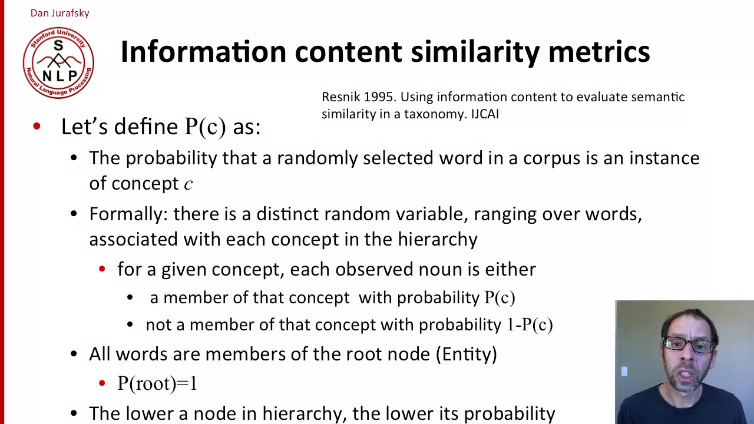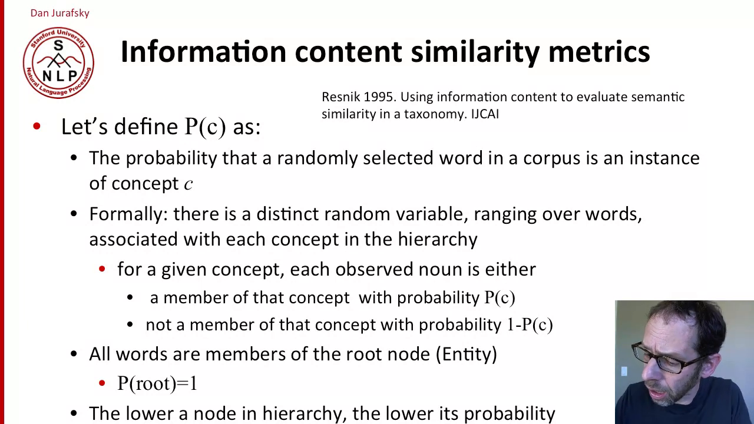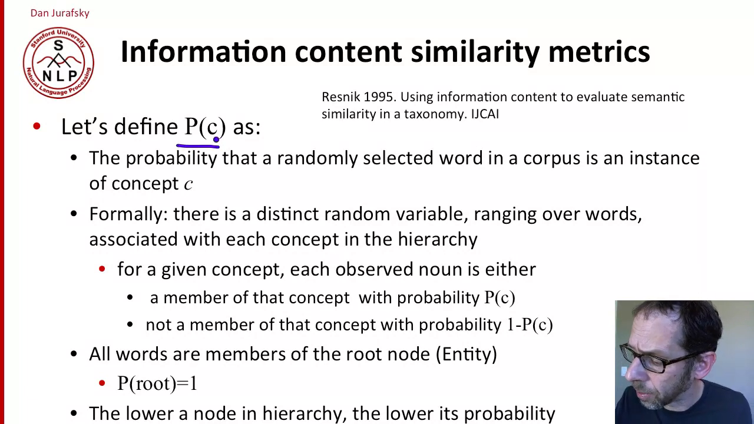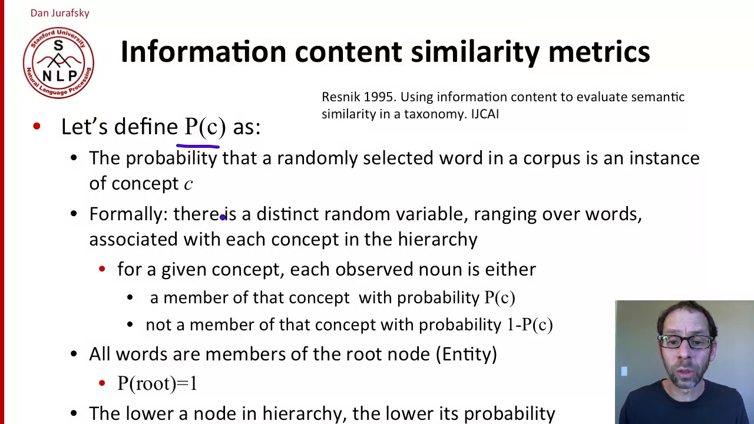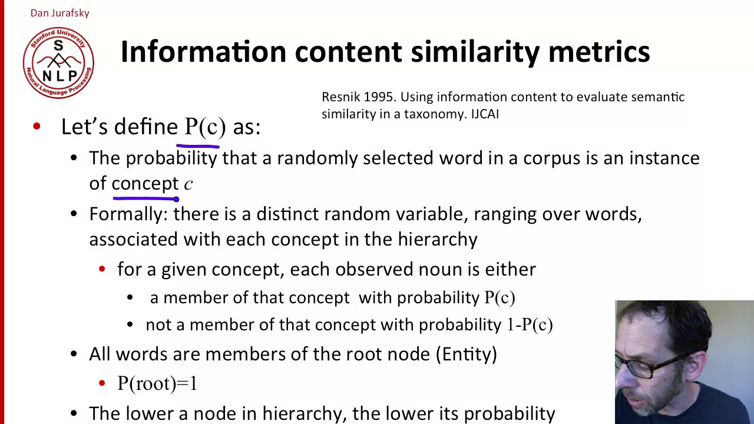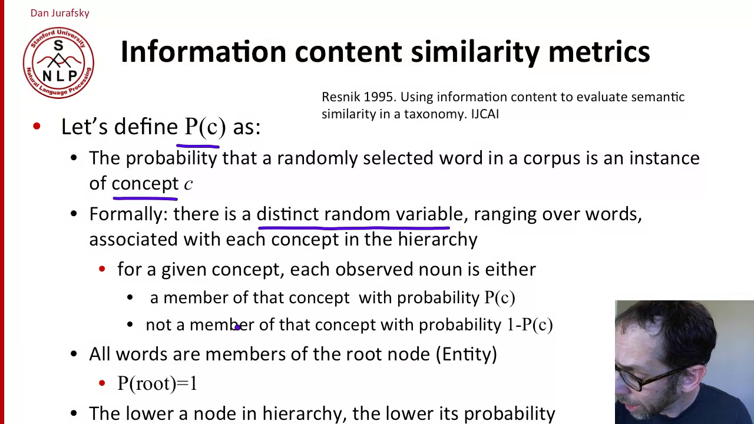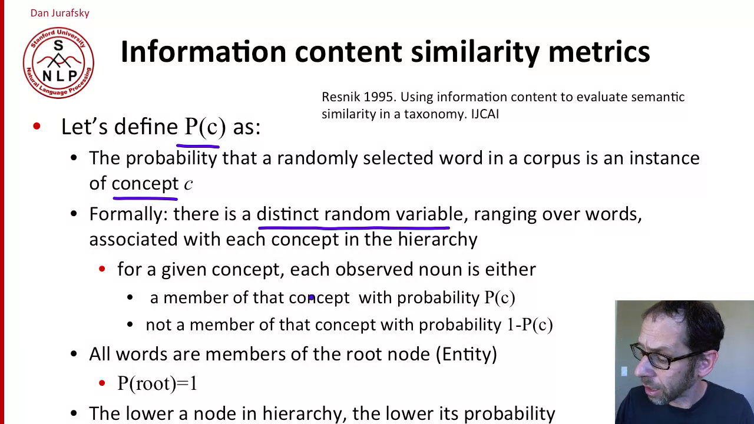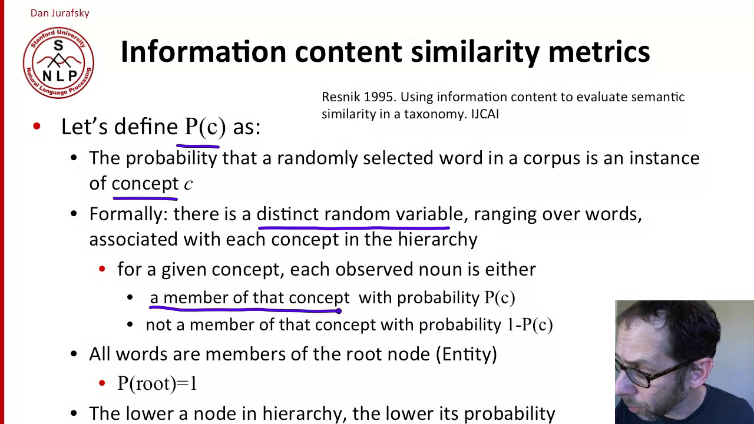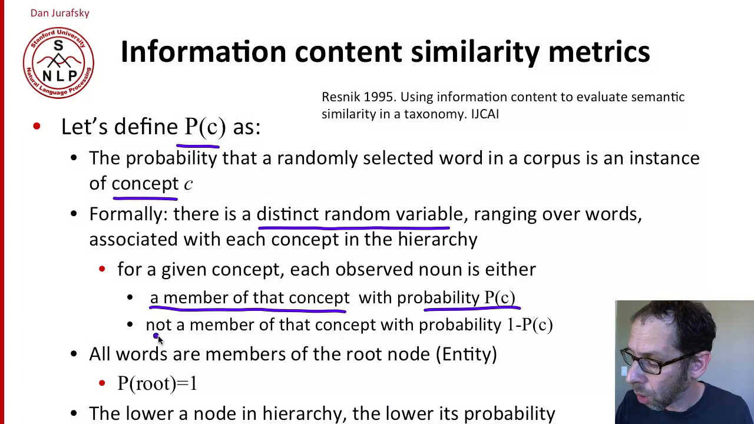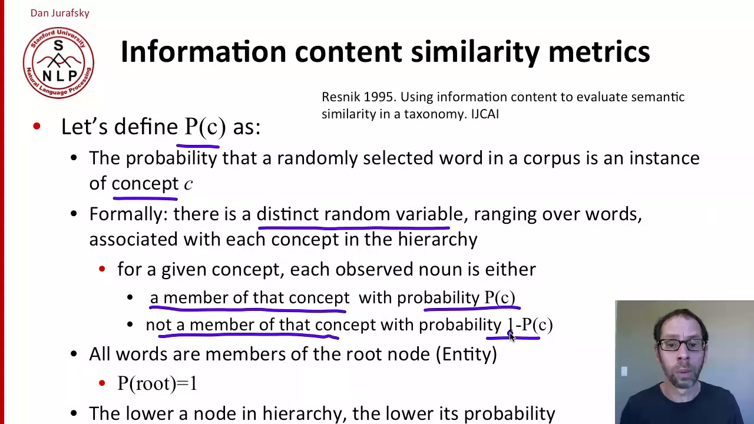The most common solution to this problem is the use of information content similarity metrics, first proposed by Resnick in 1995. And these define a concept P of C, a probability of a concept C, as the probability that a randomly selected word in a corpus is an instance of that concept. And formally what I mean is there's a distinct random variable that ranges over words associated with each concept. So every node in a hierarchy has this random variable. And for that concept, every observed noun is either a member of that concept with probability P of C, or not a member of that concept with probability 1 minus P of C.